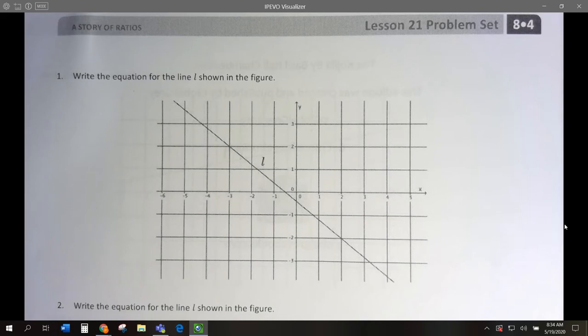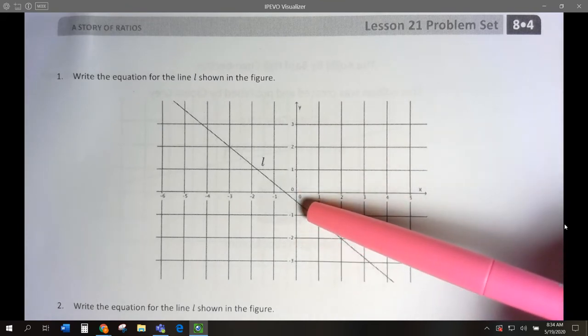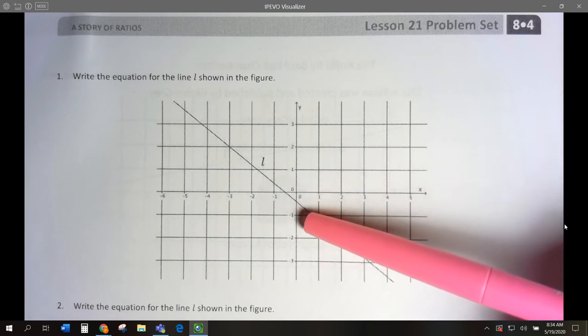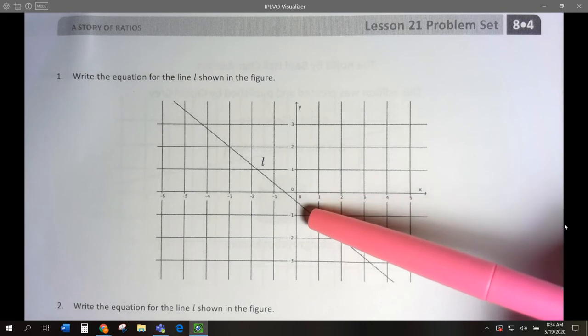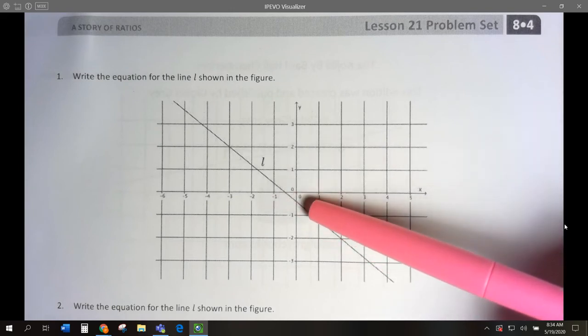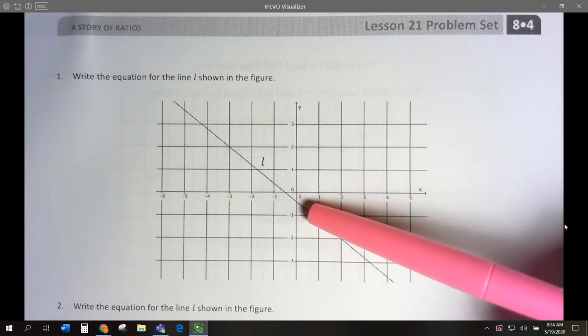So normally in slope-intercept form, we need to know the slope and we need to know the y-intercept. The problem today is we aren't given the exact y-intercept. We know that here our y-intercept is between 0 and -1, but exactly where, we don't know. We would be guessing. Maybe -0.25, maybe -0.3, maybe -0.4. We're not exactly positive where this is.